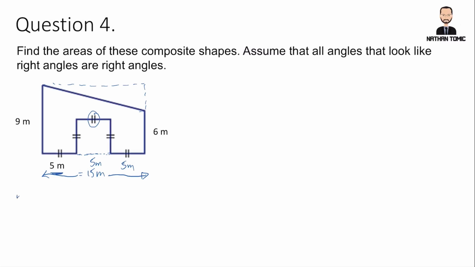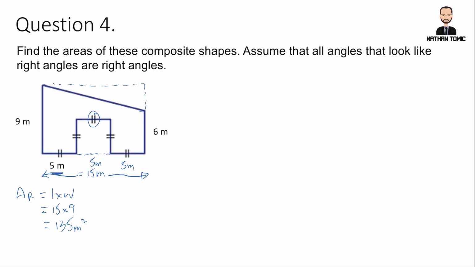So the area of the rectangle, let's just call it that, is equal to length times width, which is going to be 15 for the length, let's say, multiplied by 9, which is going to be 135 meters squared. Okay, so we know what that big rectangle is.